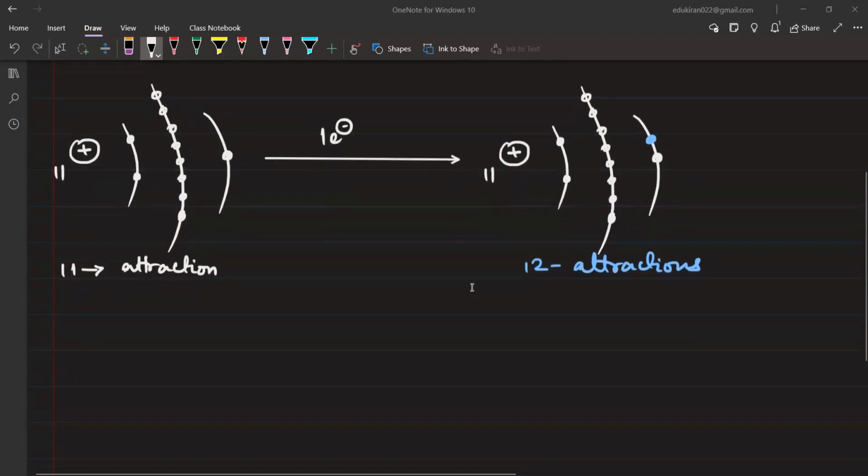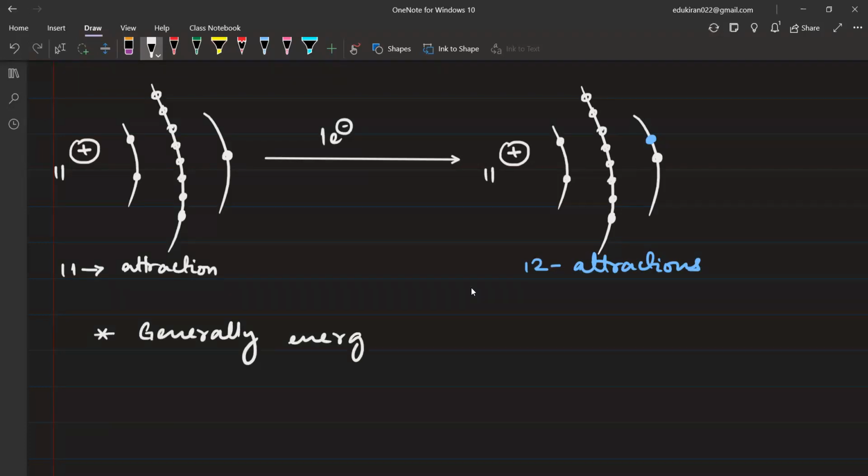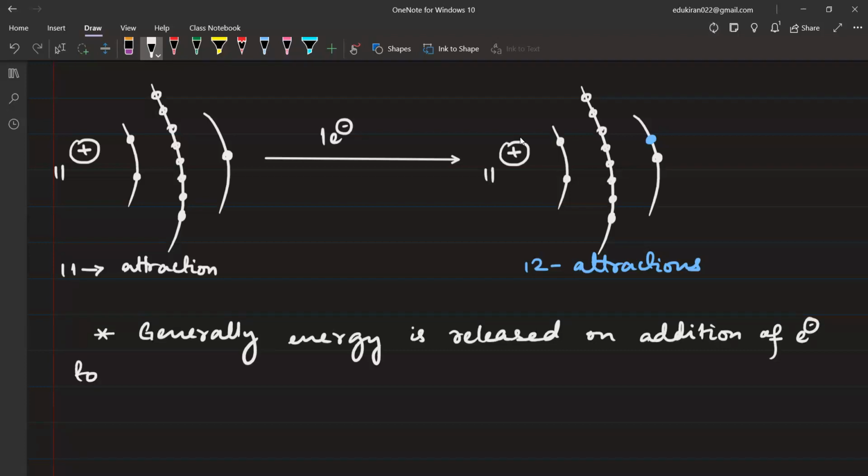You need to write the drawings here. You will write the first point. Generally, energy is released on addition of an electron to an atom. So delta H EG usually has a negative value.